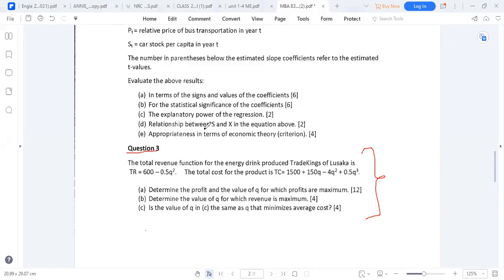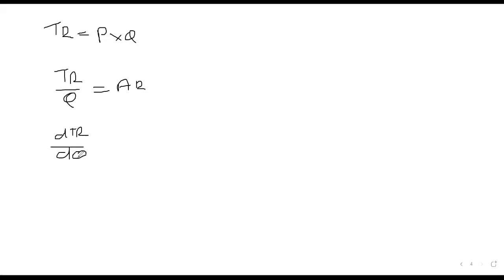Question 3 basically looks at optimization. Now, optimization, you must understand, looks at how a firm will maximize either its profit or revenue. So from our calculus class, you must remember the following principles: total revenue is simply given by multiplying the price times the quantity. But when you divide this total revenue by the quantity, the name changes to average revenue. Now, when you differentiate the total revenue with respect to quantity, the name becomes our marginal revenue.